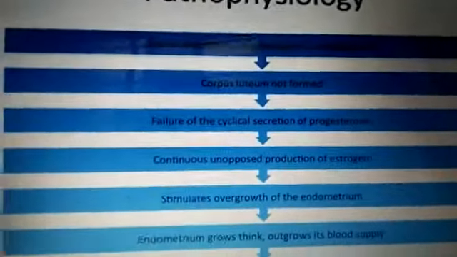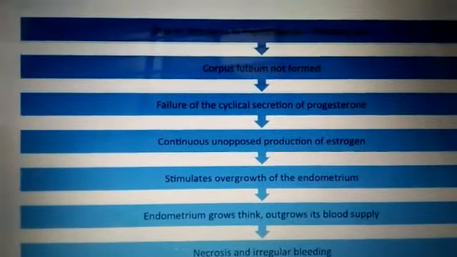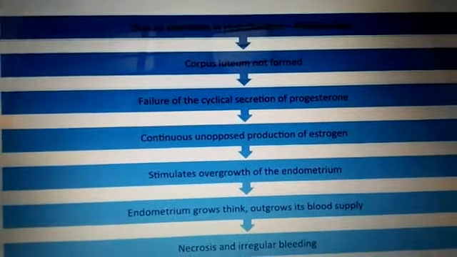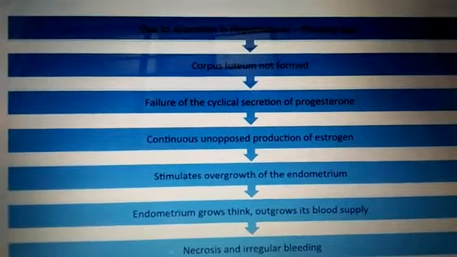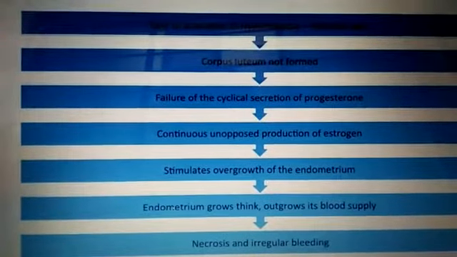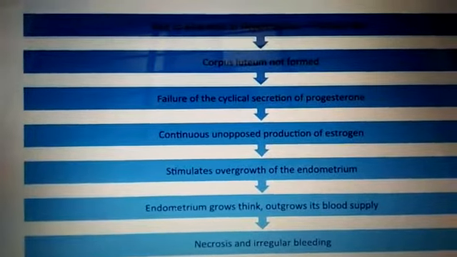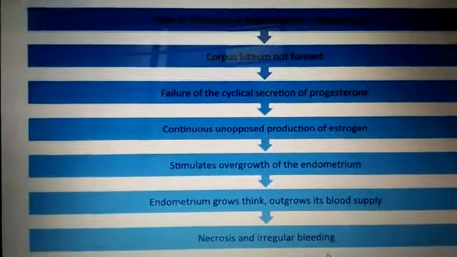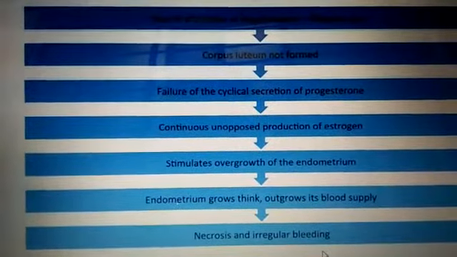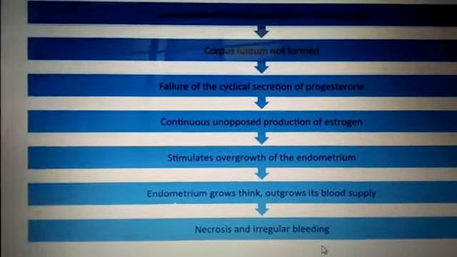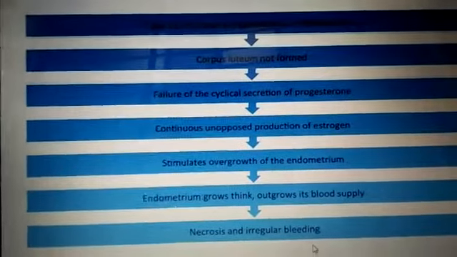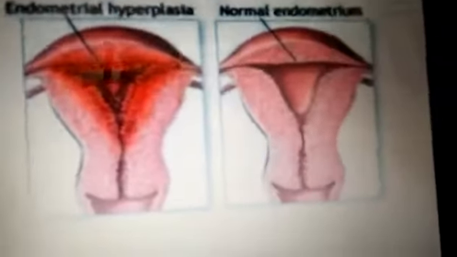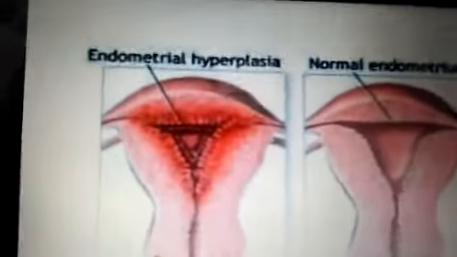So this is what we call the pathophysiology. First, due to alteration in the hypothalamo-pituitary axis, the corpus luteum is not formed properly. There is a failure of the cyclical secretion of progesterone. There is continuous unopposed production of estrogen, which stimulates overgrowth of the endometrium. The endometrium grows thick, outgrows its blood supply, and lastly leads to necrosis and irregular bleeding. That is how the pathophysiology of DUB takes place. This is what we see in this diagram.